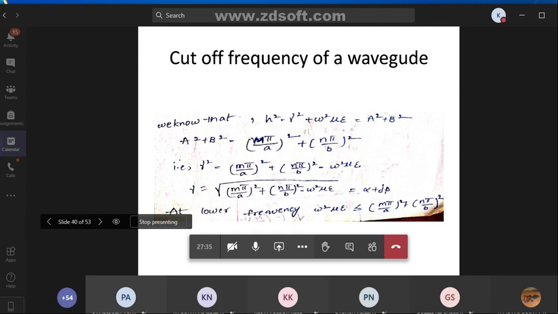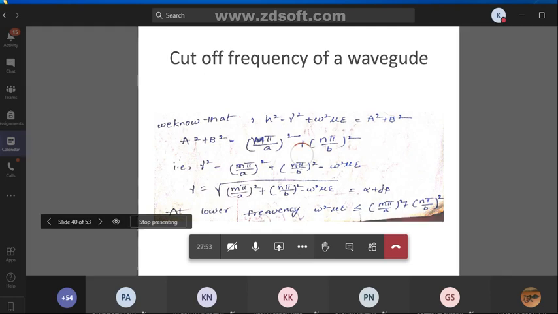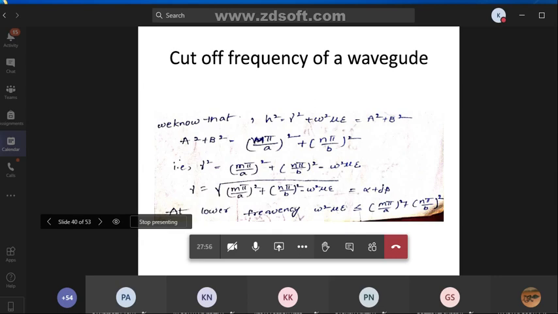So from this equation, we can write gamma square equal to (m pi by a) whole square plus (n pi by b) whole square, minus omega square mu epsilon, right? In place of a, we can write m pi by a, and in place of b, we can write n pi by b. So gamma square equal to a square plus b square minus omega square mu epsilon.